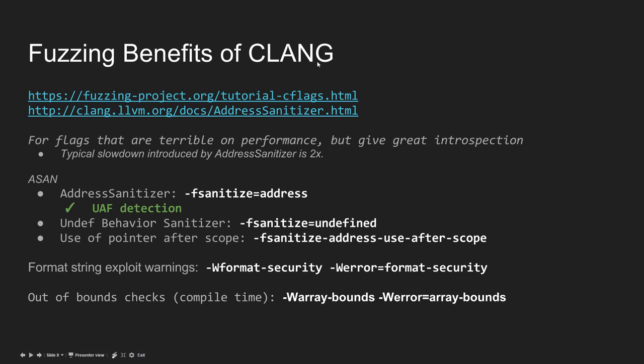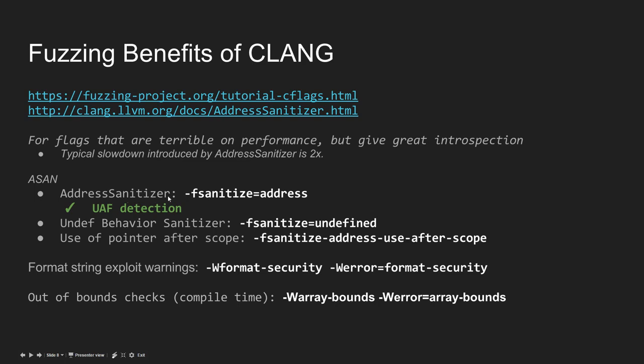Clang offers actually a number of benefits for people looking to build introspection into their target applications for fuzzing. And fuzzing can be for secure development lifecycle or bug hunting, etc. This is going to cover some flags that are actually just terrible in performance but give great introspection. Typical slowdown introduced by any AddressSanitizer or ASAN flags is at least 2 times.